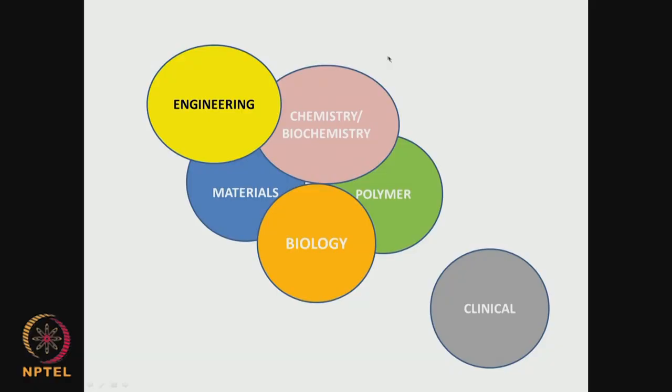If you look at biomaterials, it's highly interdisciplinary in nature. We have materials expertise, that means metals and ceramics and so on, so maybe a metallurgist or a material scientist. We have polymer expertise, that means a polymer chemist or a polymer technologist. We need experts from chemistry, organic chemists. Then we need experts from biochemistry who will be doing a lot of biochemistry assays. Then we need expertise from biology who will look at immune responses, blood responses and so on.